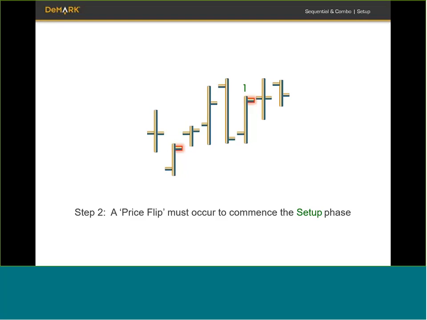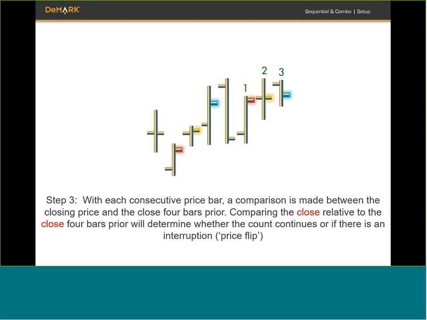So the setup then continues as long as we have consecutive bars with closes exceeding the close 4 bars prior in the same direction. So if we look at this example here, this 1 is here because our close is higher than the close 4 bars prior. On that same rolling 4-bar look back, our 2 is higher than the close 4 bars prior. Subsequently, the 3 is well higher than the close 4 bars prior.